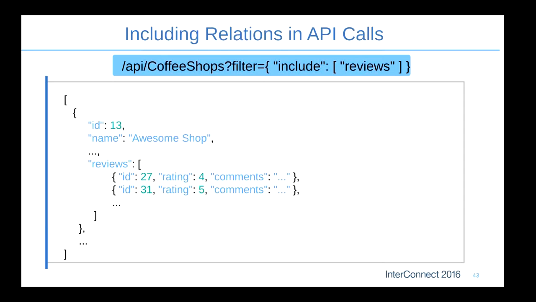You can also invoke these relation APIs as regular remote methods. So instead of this filter, you would specify the ID. It would be coffee shops/ID/reviews, and you would get the reviews as an array.